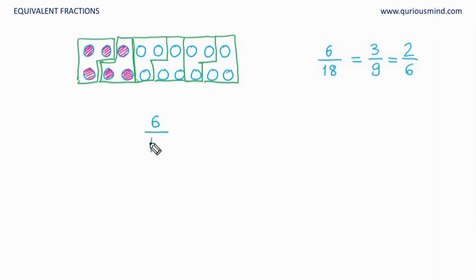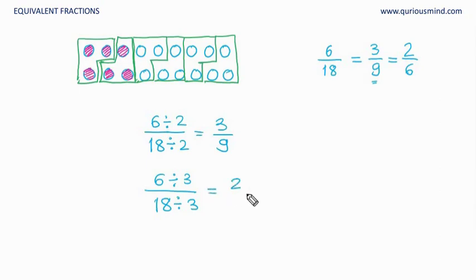If I have 6 upon 18, I divide both numerator and denominator by 2. What do I get? I get 3 upon 9, which is the same thing we have here. Or if I have 6 upon 18 and I divide both of them by 3, then I get 2 upon 6. And that's what I got here.